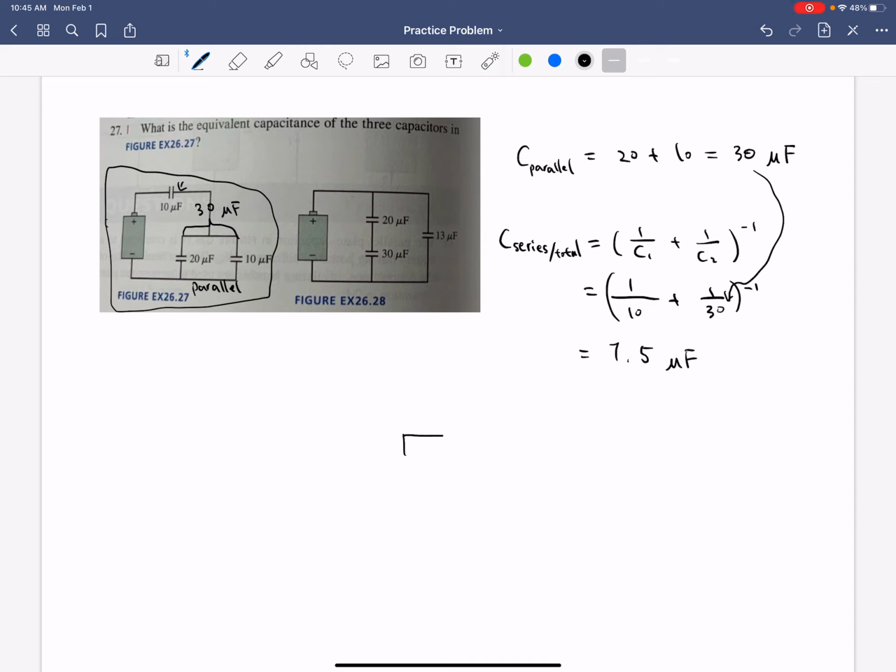So essentially, you can replace those three with one big capacitor, and it will be exactly the same thing. This one has 7.5 microfarads.